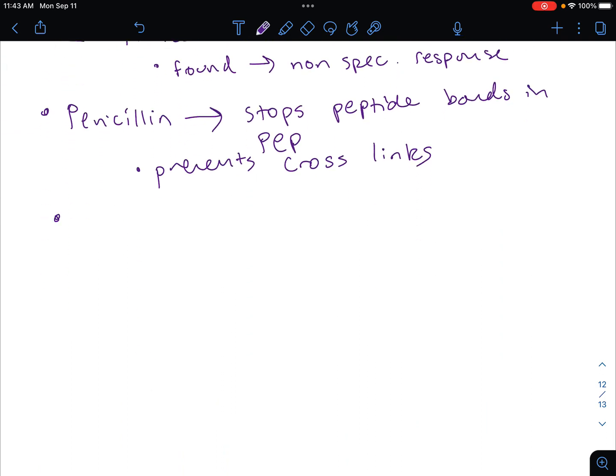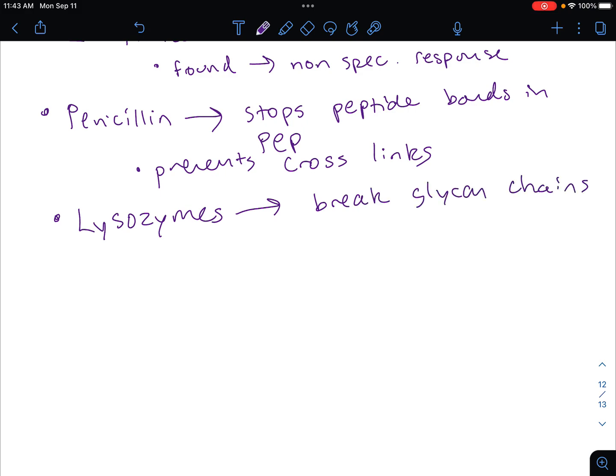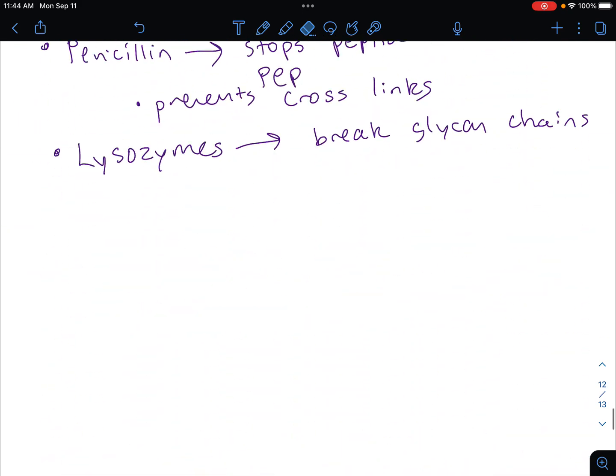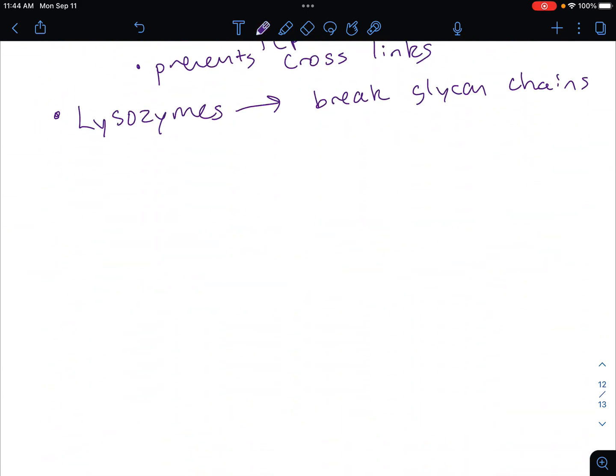We also have lysozymes, and these break the glycan chains. So, instead of penicillin targeting the tetrapeptides, when we use a lysozyme against a gram-positive, it actually just kills off those glycan chains. So, with that, there we go. We shot a bunch of lysozyme at the peptidoglycan, and it was able to destroy all those glycan bonds. And this enzyme is actually found in saliva as well as tears.